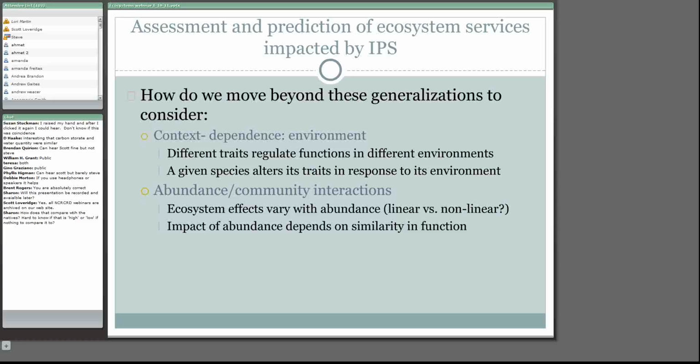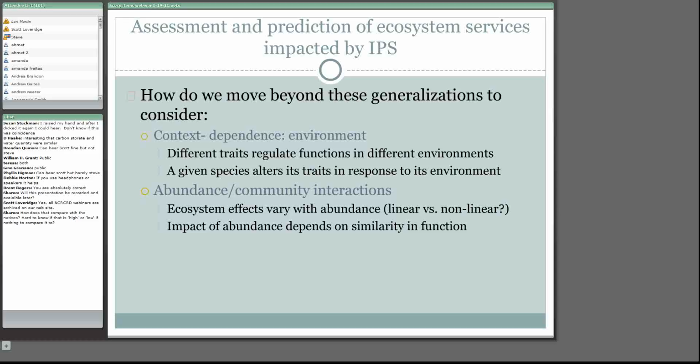Ecosystem effects in terms of abundance and community interactions vary with abundance. Is this linear, non-linear? And the impact of abundance depends on similarity in function. How do these plants function? We talked about moving from all invaders to functional groups.